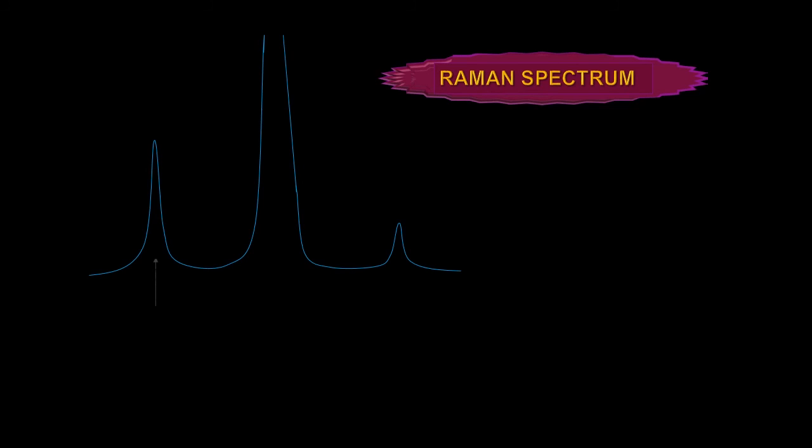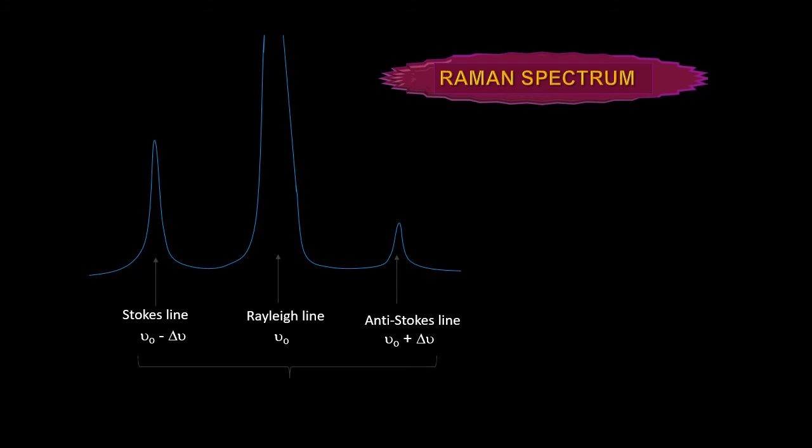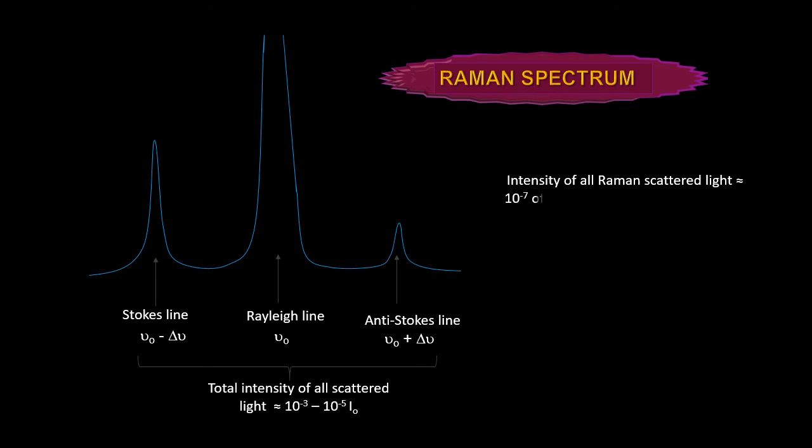Raman spectrum consists of Stokes line with the frequency nu 0 minus delta nu, Rayleigh line with the frequency nu 0, and anti-Stokes line with the frequency nu 0 plus delta nu. Total intensity of all the scattered light will be nearly equal to 10 to the power minus 3 to 10 to the power minus 5 of the intensity of the incident radiation. Intensity of all the Raman scattered lines will be nearly equal to 10 to the power minus 7 of the intensity of the incident radiation. Raman effect is very weak.